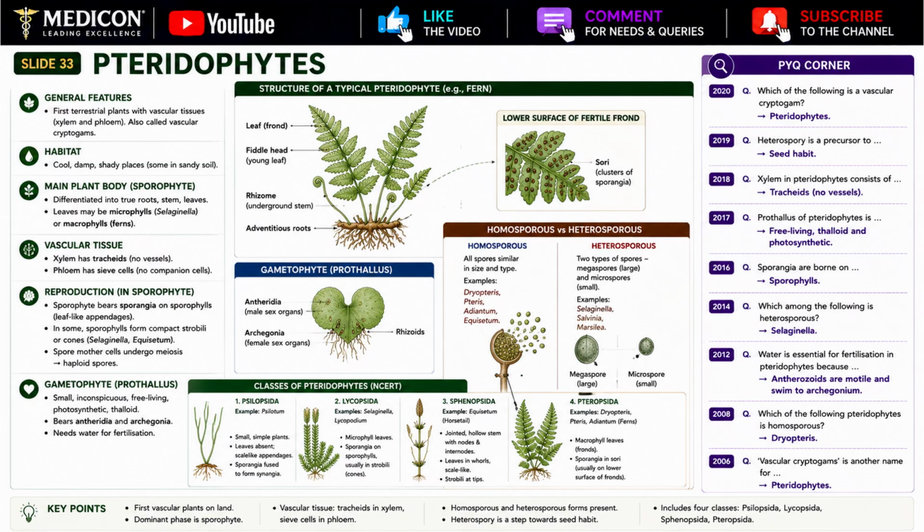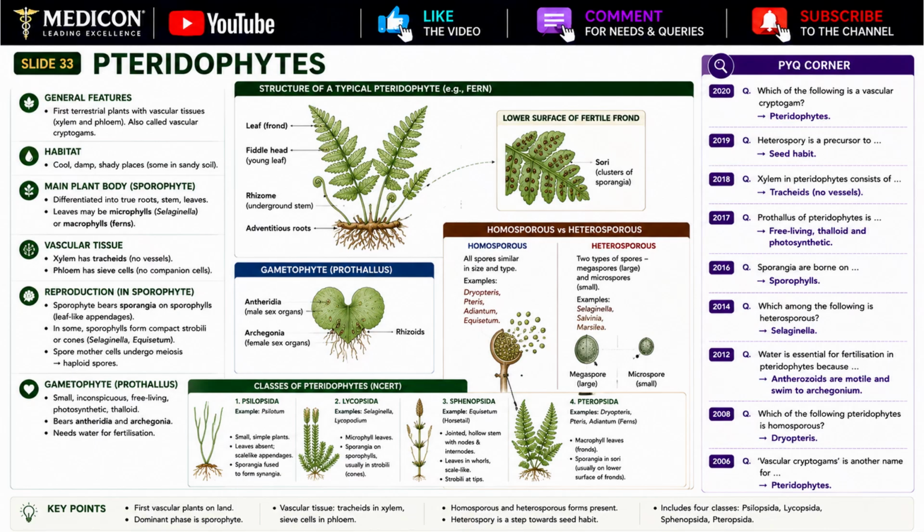You have to remember that strobili at tips and leaves as whorls are seen in Sphenopsida, whereas sporangia in sori is seen in Pteropsida. And sporangia usually in strobili, that is cones, are seen in Lycopsida. Whorls in Sphenopsida and cones in Lycopsida. These differentiating features are helpful for you to identify the correct answer in the question. You can study the previous year questions I have given alongside.